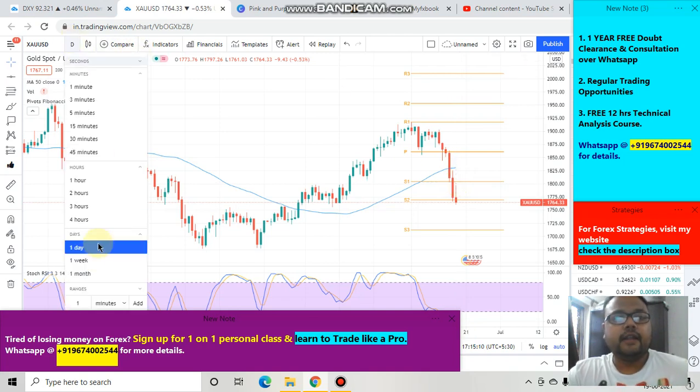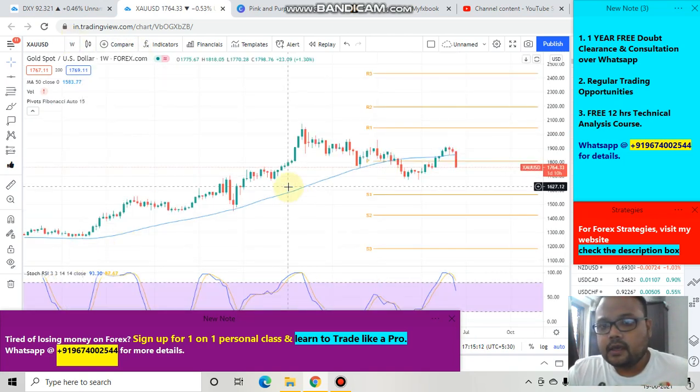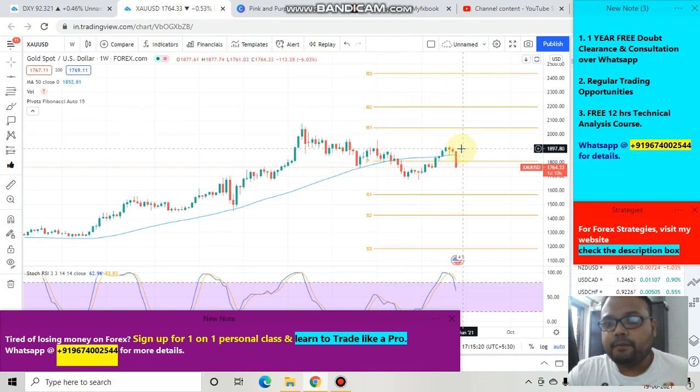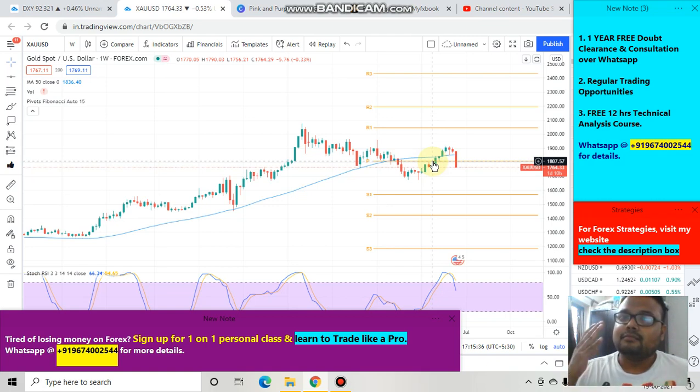And if I take you to the weekly chart, in the weekly chart also you can see that this picture is the same. In the weekly chart also we have a big fat red candle that we have not seen in months. And there was a support level on the weekly chart at the 1807 level, and right now we are trading much below that support level. So support levels on every time frame are broken right now.